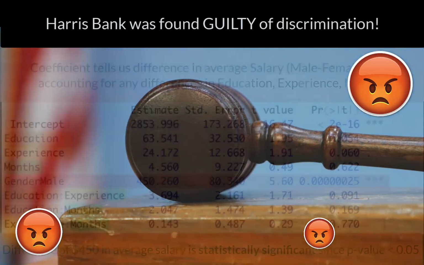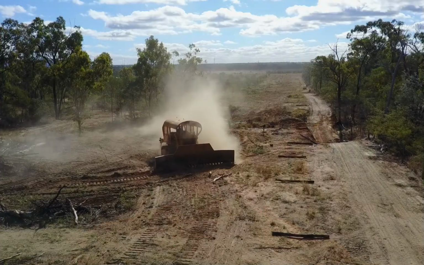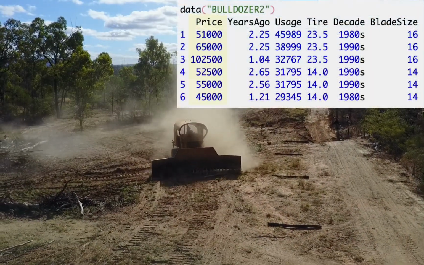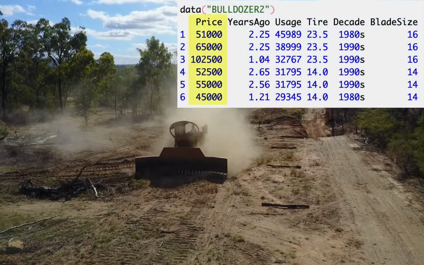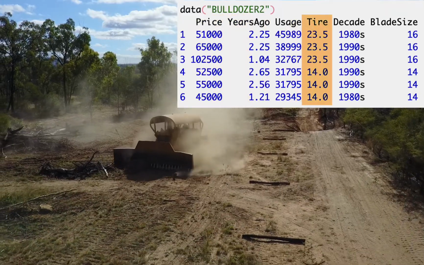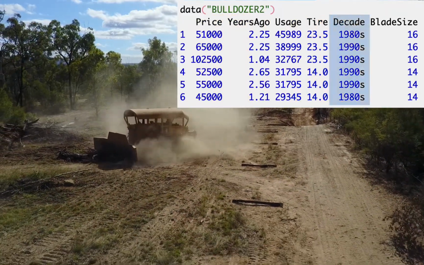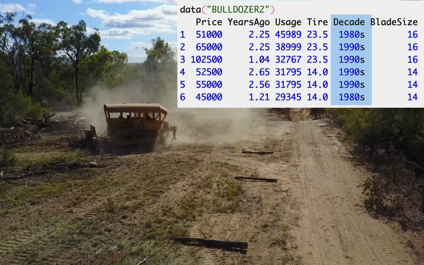So where else in business analytics might we want to incorporate categorical predictors into our model? Well, we could load up the Bulldozer data set. So we are interested in predicting the sale price of a bulldozer at auction based on, let's say, the tire size of that bulldozer, and then also the decade in which it was constructed.